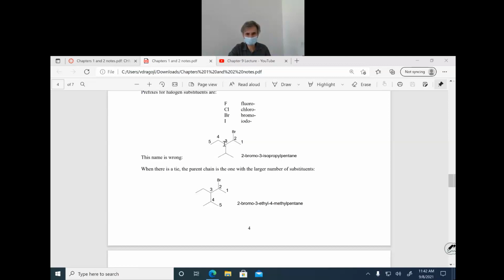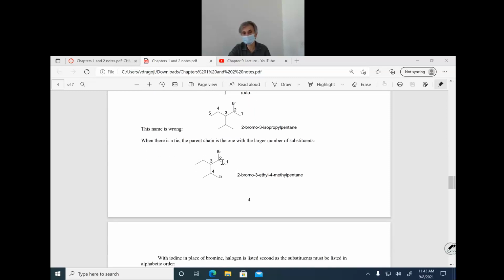Now, let's say this name is wrong. Let me see what is wrong. Oh, okay. Yeah, you see, this is one where it's really easy to make a mistake, because if you are given this formula, this would be a really tricky question. There are 5 carbons in the longest chain, and there are no other chains with more than 5 carbons. So you may be tempted to name it like this: 2-bromo, 3-isopropyl.